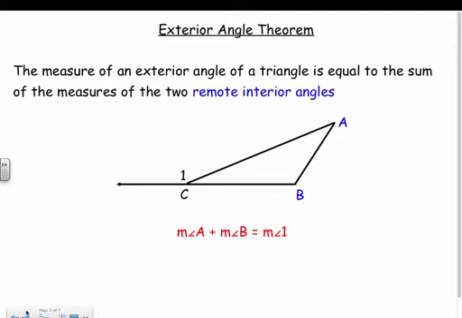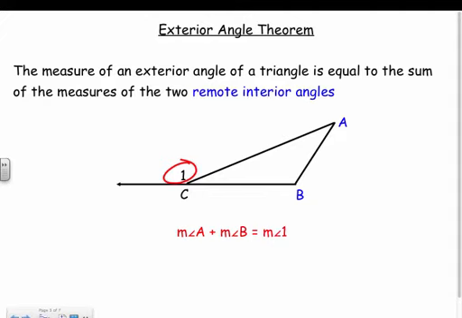Okay, something that's a little new, but it should make sense. The exterior angle theorem. Well, first of all, an exterior angle is the measure of an exterior angle of a triangle. Well, let's show where it's at. If I just extend a line from any side of a triangle, we have an exterior angle. So I extended that bottom line, that CB line, and that would give me an exterior angle. That angle is going to equal the sum of the remote interior angles, the two remote interior angles.